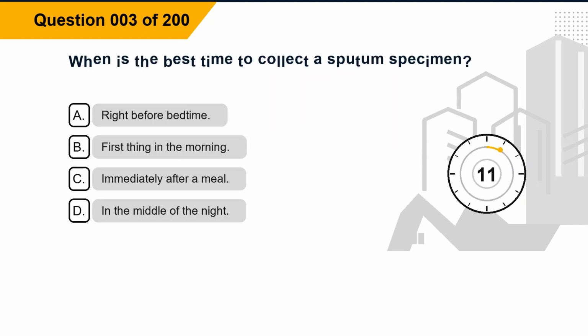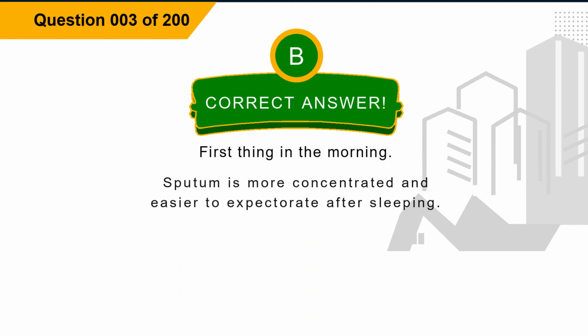Question 3. When is the best time to collect a sputum specimen? Option A, right before bedtime. Option B, first thing in the morning. Option C, immediately after a meal. Option D, in the middle of the night. The correct answer is option B, first thing in the morning. Explanation. Sputum is more concentrated and easier to expectorate after sleeping.